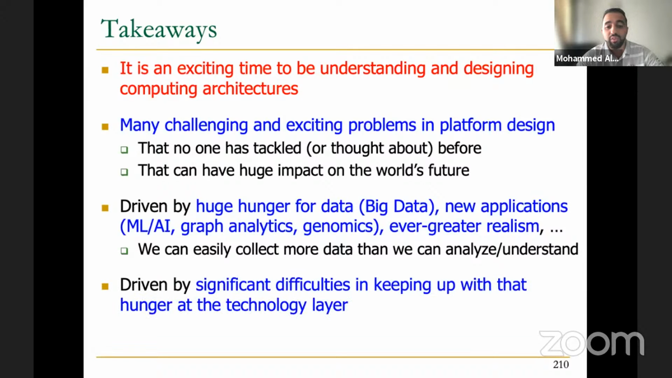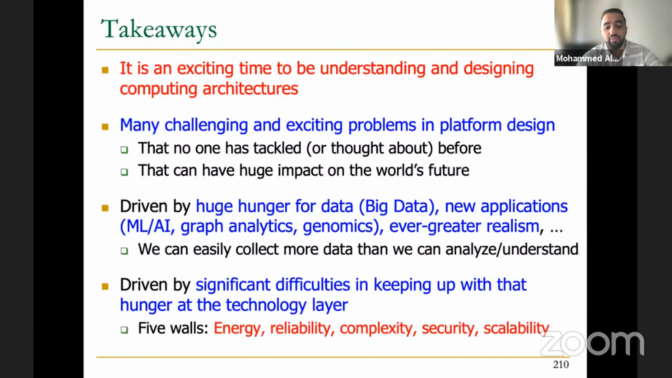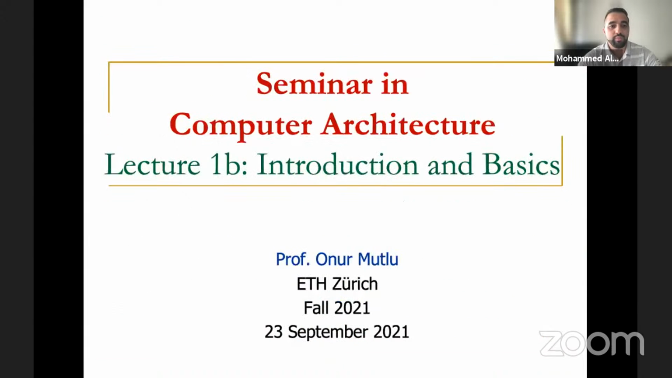Driven by significant difficulties in keeping up with that hunger at the technology layer, there are five walls: energy, reliability, complexity, security, and scalability. And when we are talking about a very specific application, there might be more walls. For example, when we are talking about genomics, the privacy issue will directly arise, or legal concerns, and so on.